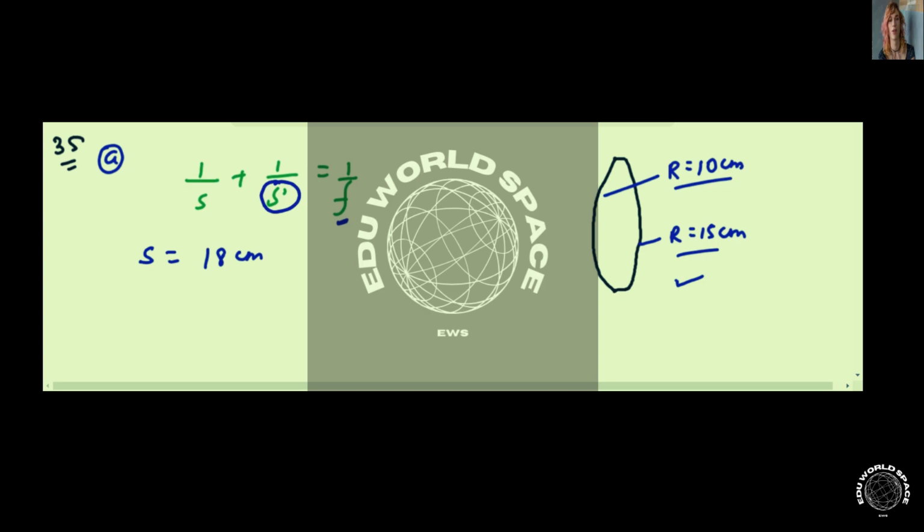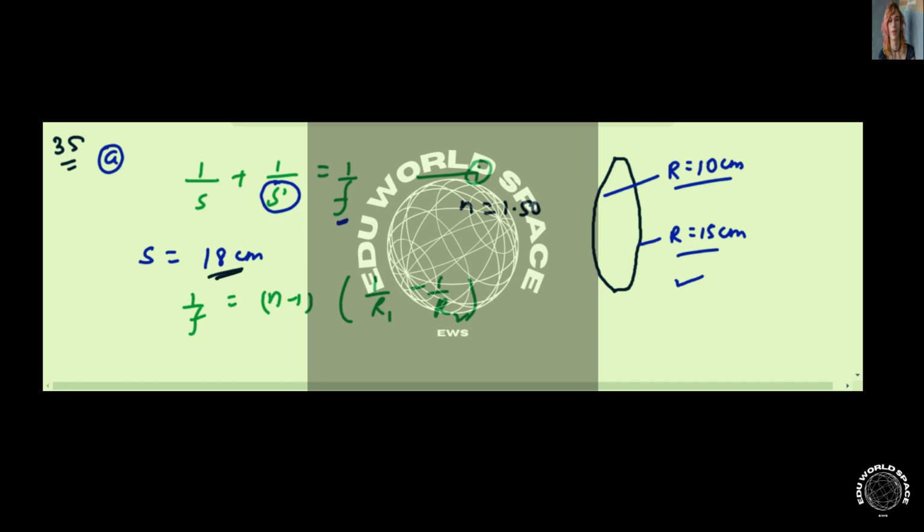To calculate the focal length we use the lens maker's formula, let us call this equation number 1. The lens maker's formula is 1 by f equals n minus 1 times 1 by r1 minus 1 by r2, where n is the refractive index, which is given as 1.50, and s is already given as 18 centimeters. We will use plus or minus depending on the lenses. Here r1 is the first curvature and r2 is the second curvature. Now we have to plug in the values.